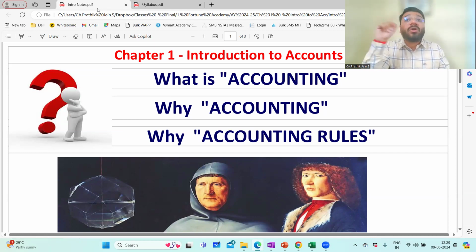And the answer is not going to be technical. Today, the answers for these 3 questions are going to be understood in very simple language, in layman language. Do you understand what a layman is?